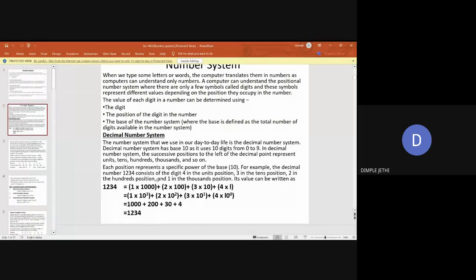Clear? So this is how it gives you the value of what you pronounce as 1234. How is it calculated? The 1 will be multiplied by 1000, and so on. Ones place means power 0, tens place means power 1, hundreds place means power 2, thousands place means power 3, and it keeps increasing. Then you get the value 1000 plus 200 plus 30 plus 4 is equal to 1234. Is it clear, all of you?